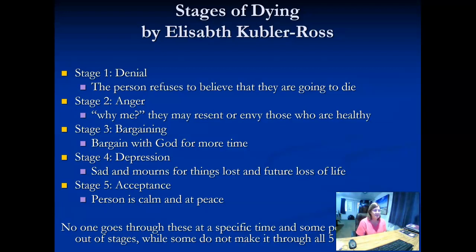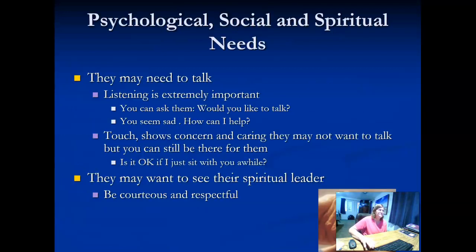And then depression. They're sad, and they mourn for the things that are going to be lost and the future loss of life, and what they're going to be missing out on, and what they're not going to get to see. And then acceptance. The person starts becoming calm and at peace with this, knowing that this is going to happen. Now the thing is nobody goes through all of those stages at one time. People jump in and out of the stages. They may go back and forth between the stages. And the other thing that happens here a lot is sometimes the family's going through these stages as well, and sometimes the family's in different stages than the resident is. So that can always make it really difficult as well.